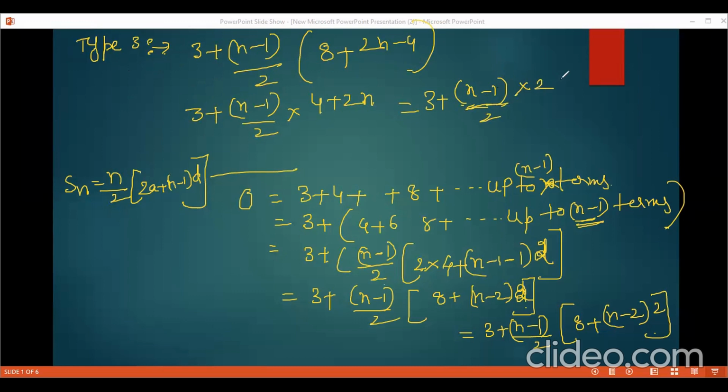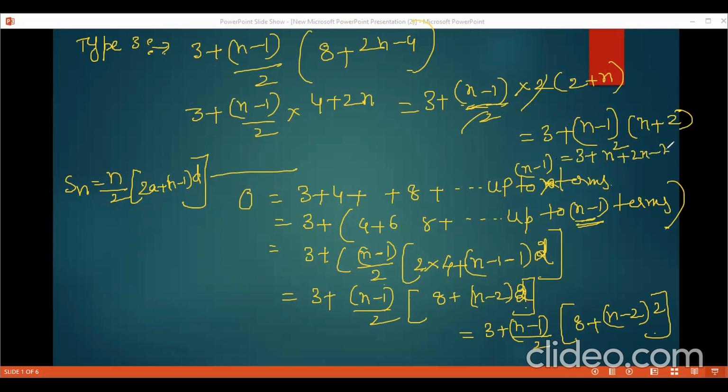So 3 plus n minus 1 by 2. Can you take 2 as common here? So 2 into 2 plus n. So this 2 cancels. What do you get finally? 3 plus n minus 1 into n plus 2. Now if you expand this one, 3 plus n into n square plus 2n minus n minus 2. Finally, what do we get?